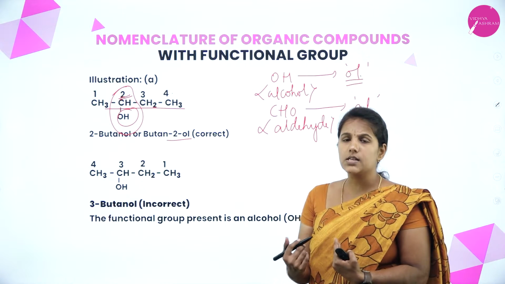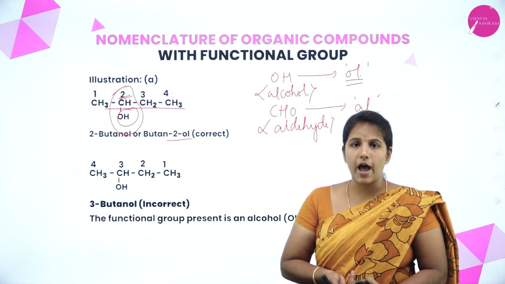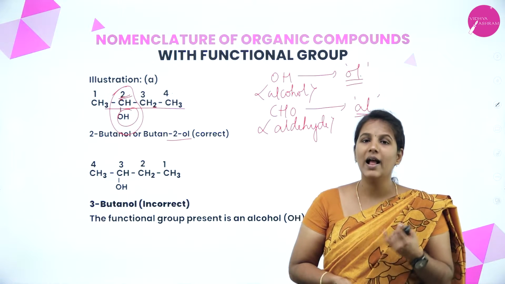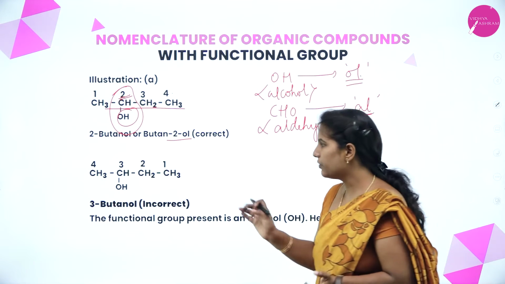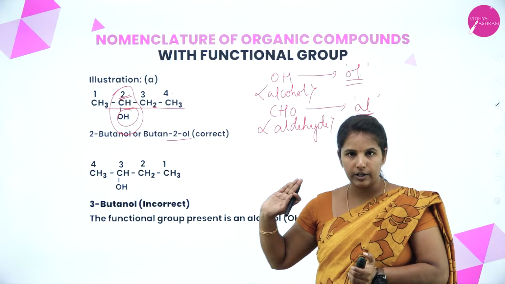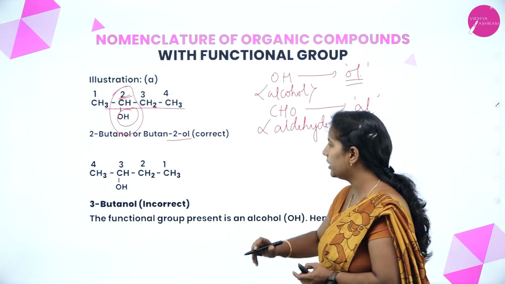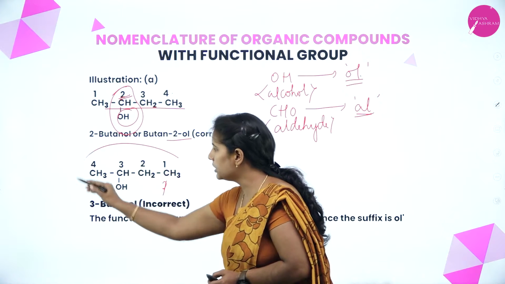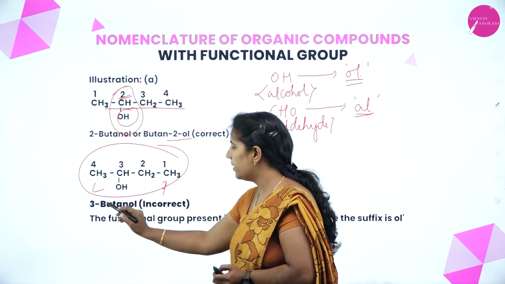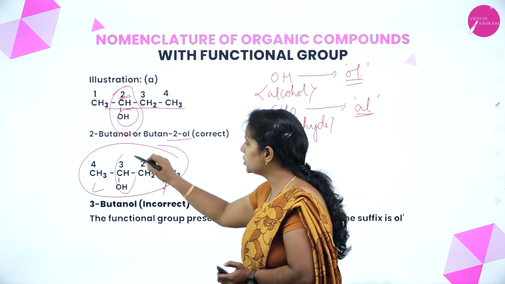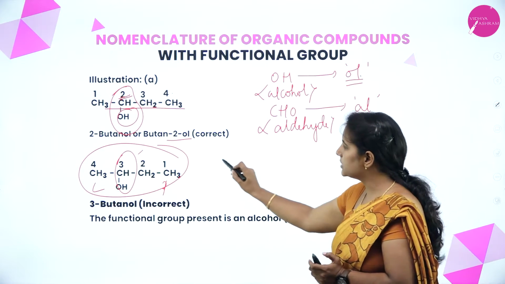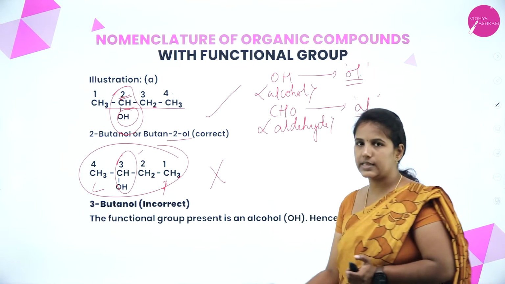Okay, this is how we follow the rules of IUPAC, and we will identify the functional group in the given organic compound and we will name it. Suppose if I go from right to left, you can see the same compound I have written. If I go with right to left numbering, this is a wrong way of numbering, and it is numbered as 3-butanol and this functional group is getting a larger number too. So this way of numbering is wrong and this way of numbering is correct.